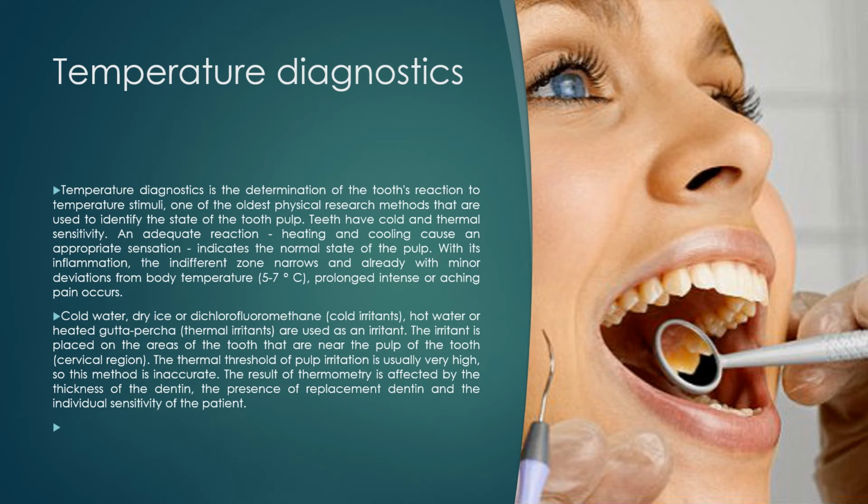Cold water, dry ice, or dichlorodifluoromethane, hot water or heated gutta-percha can be used as an irritant. The irritant is placed in the area which is near the pulp of the tooth. Usually it's the cervical region. The thermal threshold of pulp irritation is usually very high, so this method is inaccurate. The result of thermometry is affected by the thickness of the dentin as well, and the presence of replacement dentin. So this method is useful, but it cannot be used as a single method, and we should always use other methods to determine the state of the teeth.